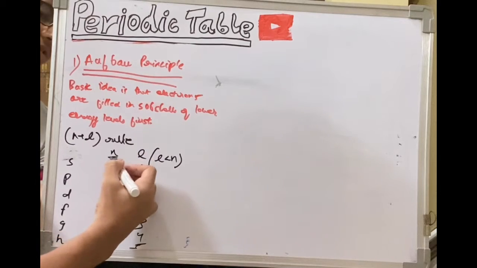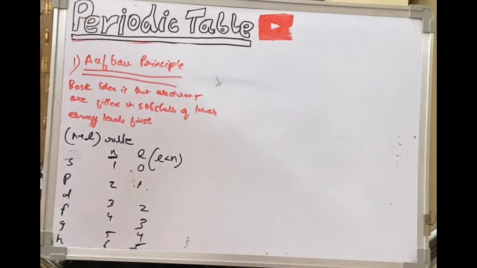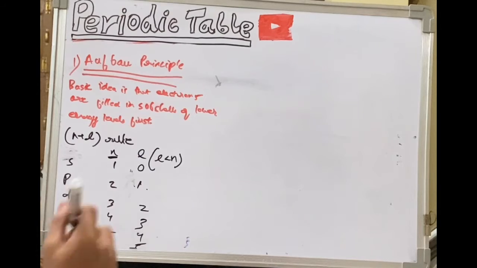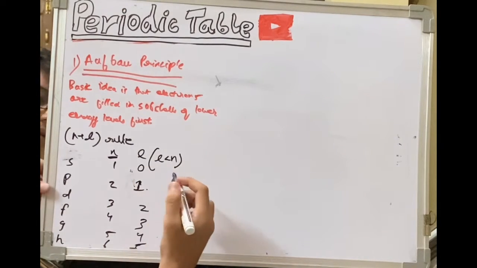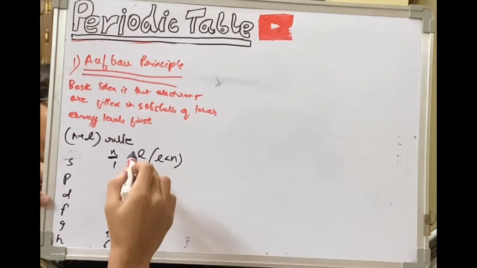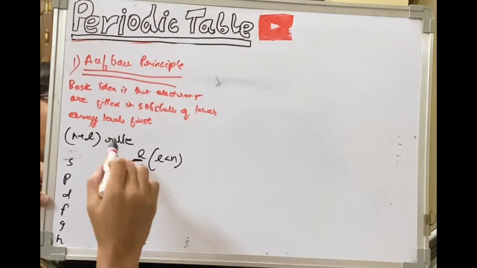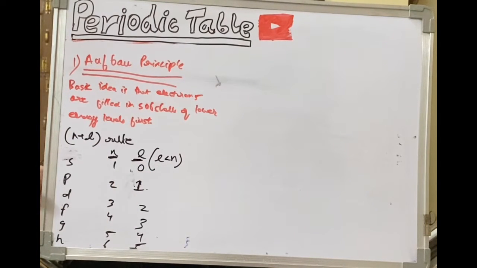Now N is symbolic of which shell it belongs to. Wait, I'll tell you. So just fit in your brain that L will never be equal to N, and by the N plus L rule we can decide which subshell has more energy or which subshell has less energy. So I'll draw a very important table.